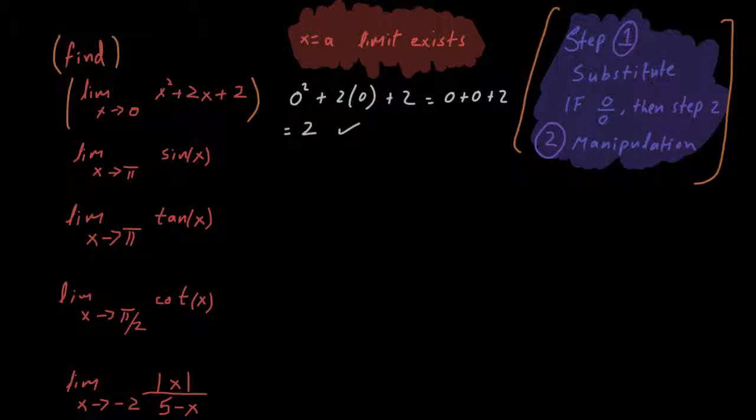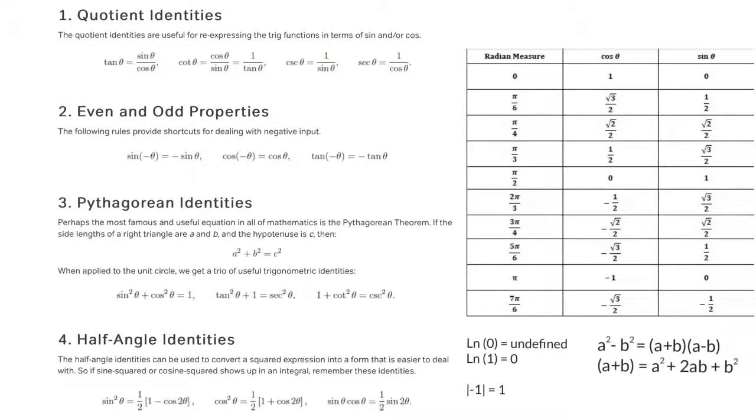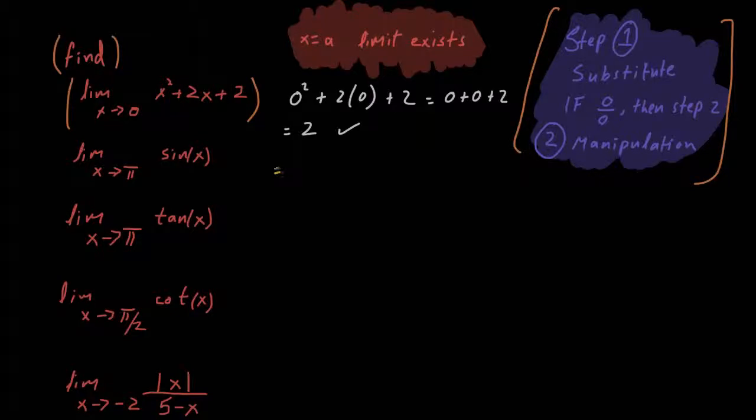For the second question, find the limit as x approaches pi of sine of x. Now this is something you are already expected to know. Let's jump back onto the formula sheet and try to see if we can figure it out from there. In the table on your right, you can see the sine of theta over here and your pi over here. So the answer to that, sine of pi, is 0. So we'll simply say that sine of pi is 0.